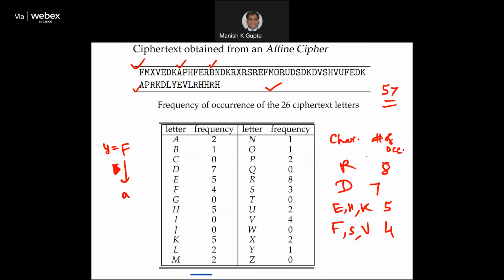Of course, I have looked at the frequency right here. Which one is the maximum frequency here, by the way? R. Very good. So most likely R is E. This is how you proceed: just match the frequencies. R is the most frequently occurring letter here, so probably E, because E has more probability, so R should be mapped to E. So that means we have this equation here.